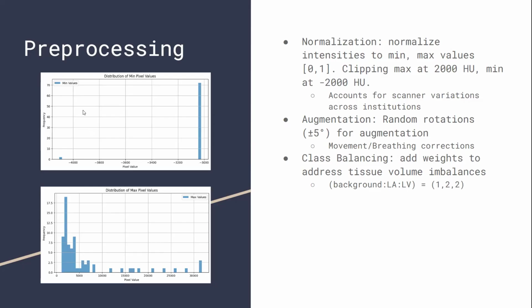About what axis are you rotating? I'm sorry? We're rotating around all three axes, so X, Y, and Z. Oh, I see. We're just doing along the XY plane. So along the axis. I see. So you have an XY image, Z is perpendicular to us, and you rotate this way. Yeah. Okay. And we also did some class balancing to add weights to address tissue volume imbalances from image to image. So that was our pre-processing, and now Bryce will get into the nitty-gritty of our training and results.